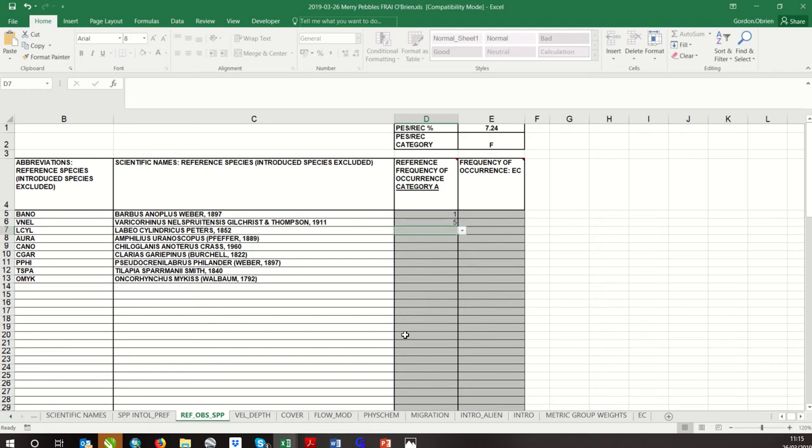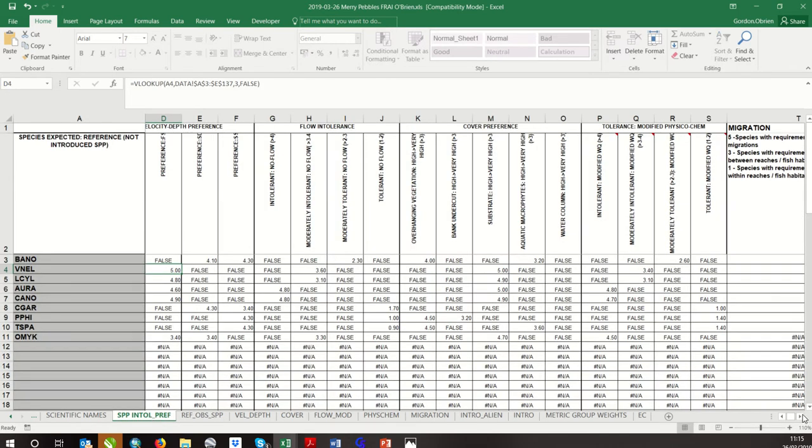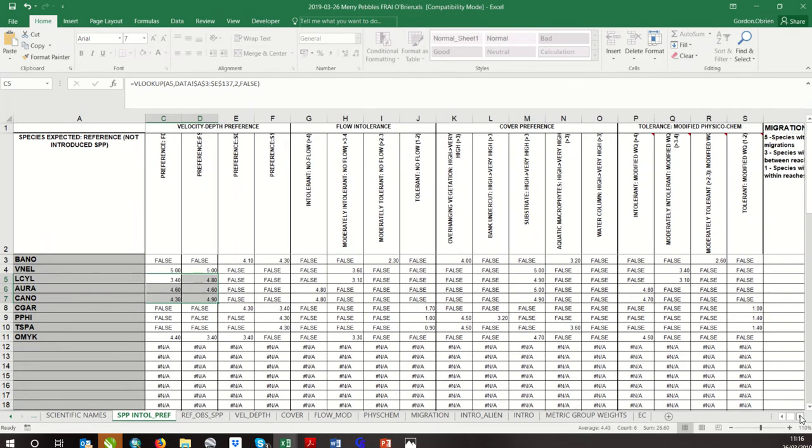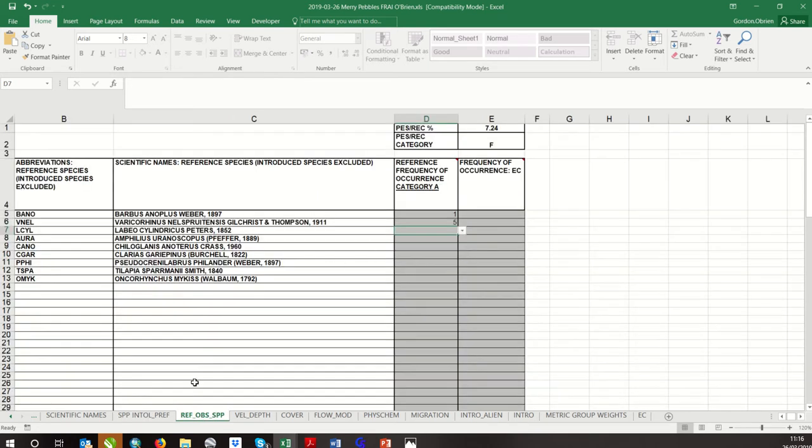How about your Labeo cylindricus? Well, here I would say that under natural conditions, because your reference must be reflective of natural conditions, in fact all of these species like high velocities, fast deep and fast shallow, and they also have a very high preference for substrate types. So they're very similar. The yellowfish, the chiselmouth, the Labeo, the Amphilius uranoscopus, and the Chiloglanis are all very common. And they have a high preference for those sites.